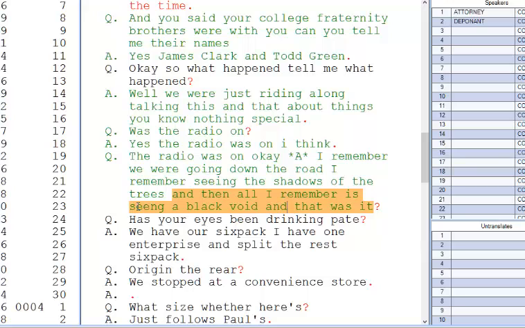And then all I remember is seeing a black Ford, and that was it. Page down. Hugo, had you and the guys been drinking that day?